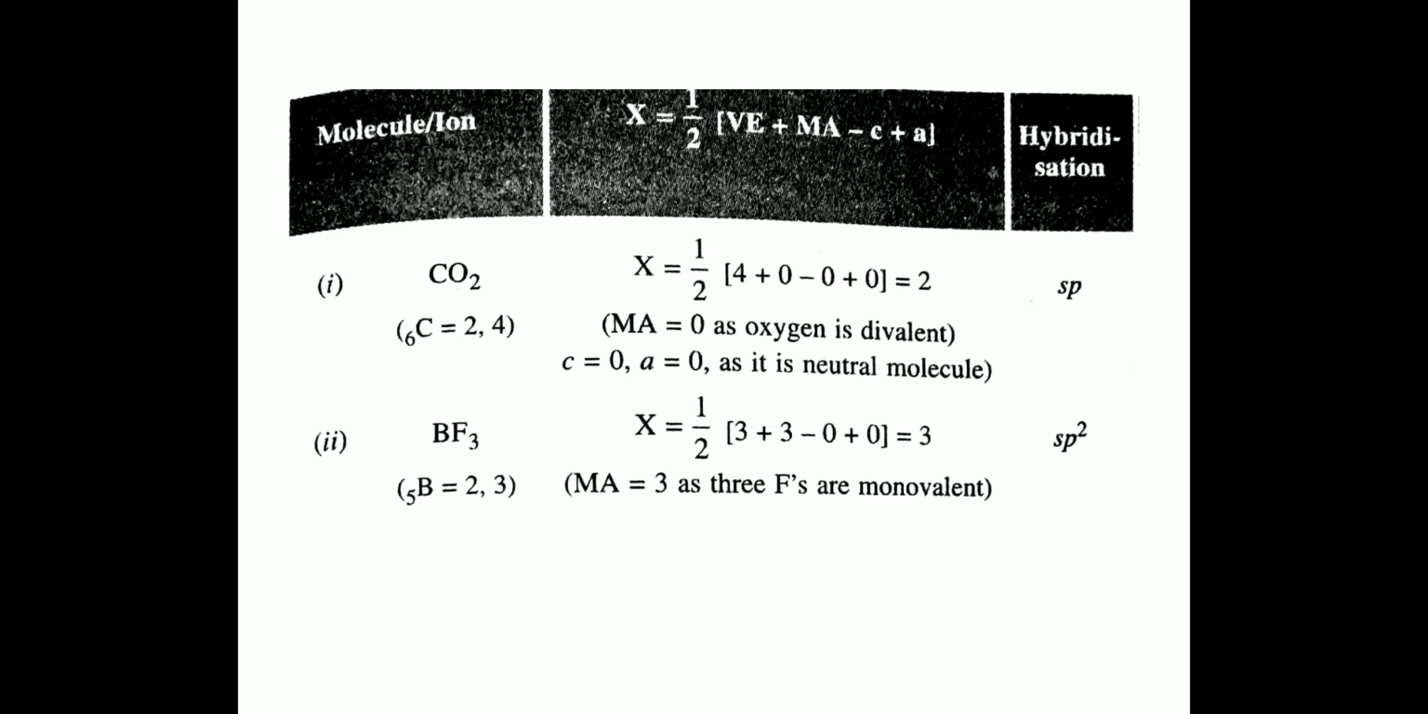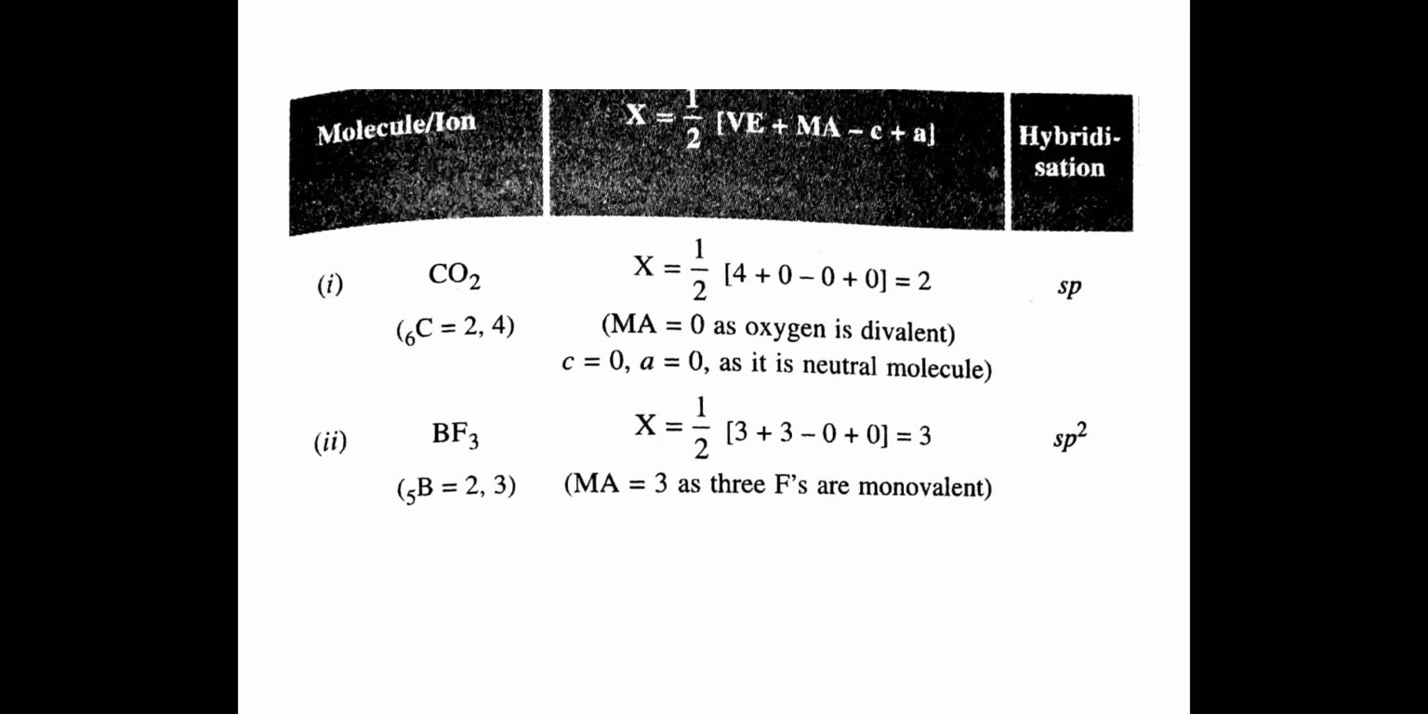For example, if X equals 2, we can say that 2 orbitals are involved, so the hybridization will be sp. If the value of X is 3, 3 orbitals are involved and the hybridization will be sp2. If the value of X is 4, that means 4 atomic orbitals are involved in the hybridization and the hybridization will be sp3, and so on. Now let us see some examples.